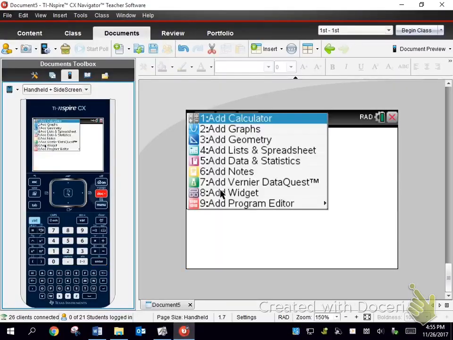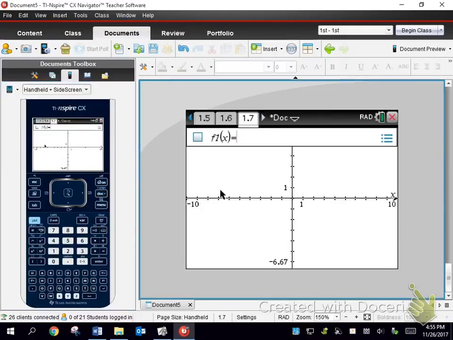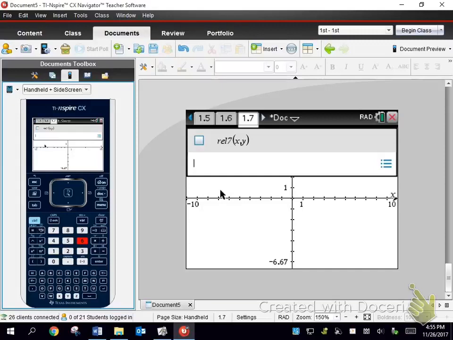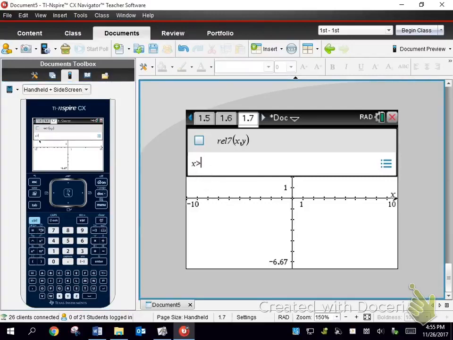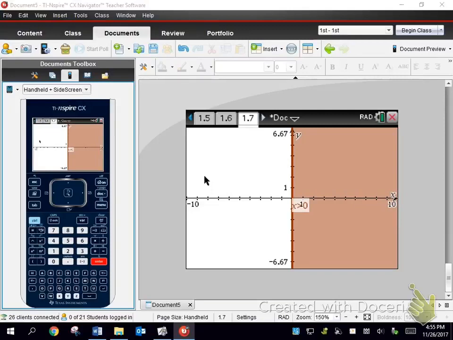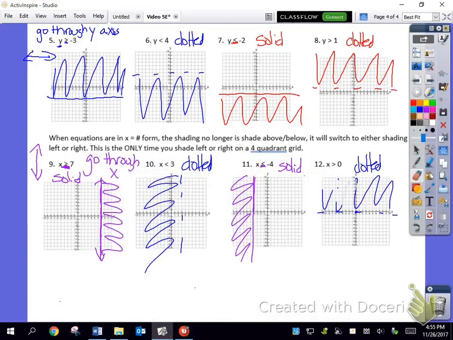And last one, Control Doc, add graphs, back arrow, and then I want to go to 6, relation, and you say x, and then Control Equals, and I want the greater than symbol, and then 0, and enter. And there you go. Oops, I did that one wrong. So see, I did that one incorrectly. I can check it. I did the horizontal line, and it should have been the vertical line, so then you can change it. So it's always important that you double check to make sure that you graph them correctly.